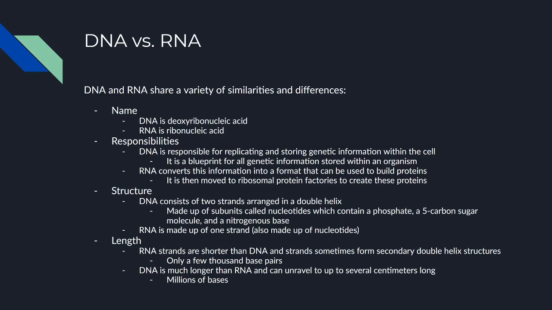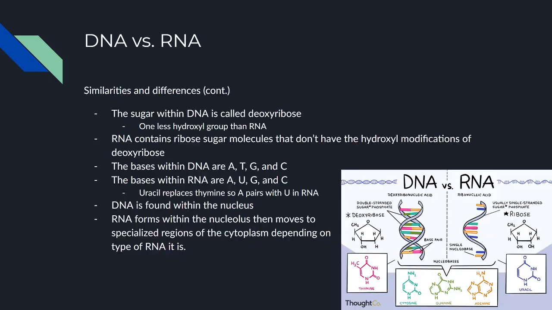DNA consists of 2 strands, arranged in a double helix. It is also made up of subunits called nucleotides, as we covered earlier in this lesson. This contains a phosphate, a 5-carbon sugar molecule, and a nitrogenous base. RNA, on the other hand, is made up of 1 strand, but it is also made up of nucleotides. Lengthwise, RNA strands are shorter than DNA, and strands sometimes form secondary double helix structures, and there are only a few thousand base pairs in 1 strand of RNA. DNA is much longer than RNA. It can unravel to up to several centimeters long, and there are millions of bases present in 1 DNA strand.